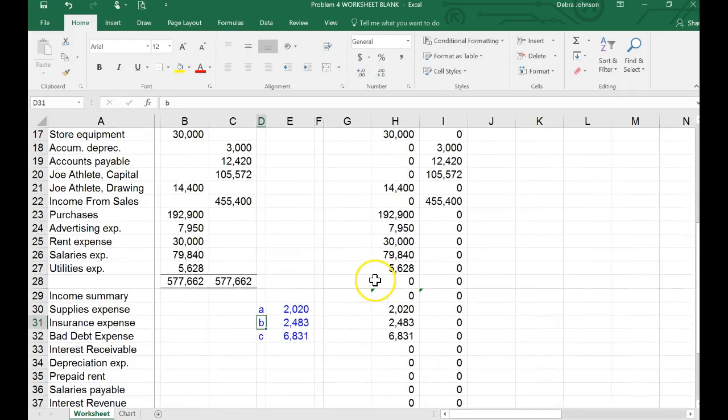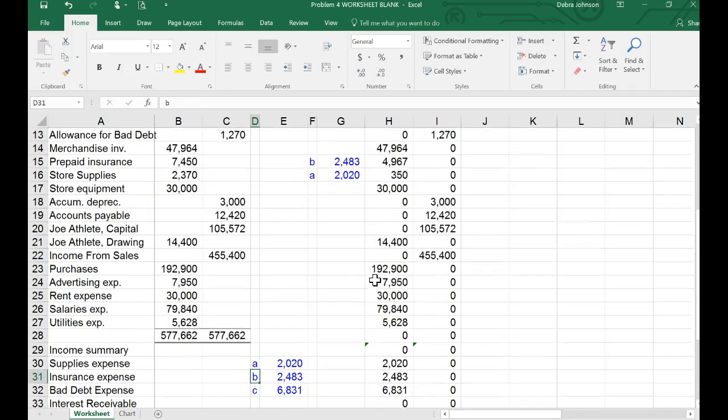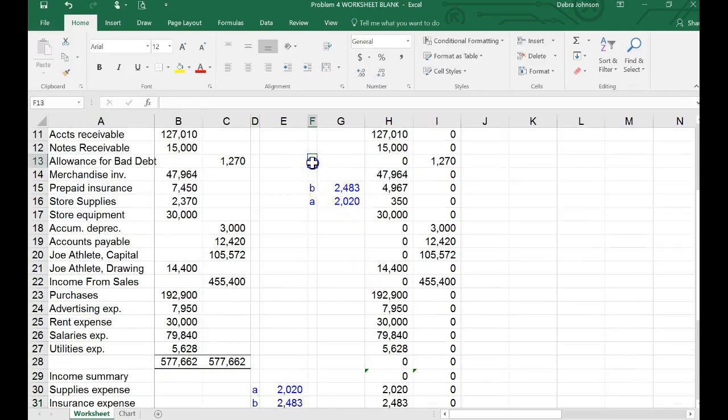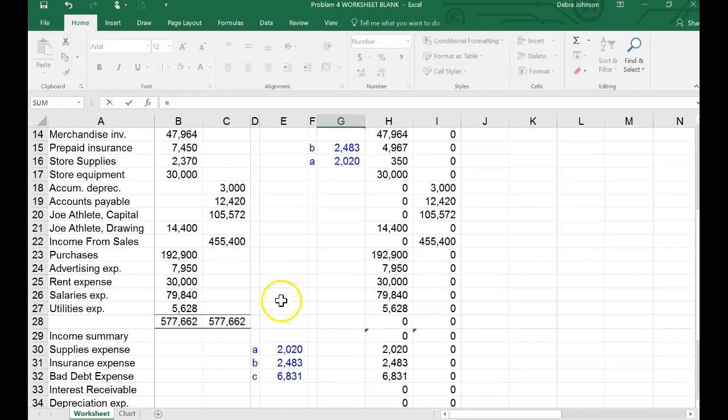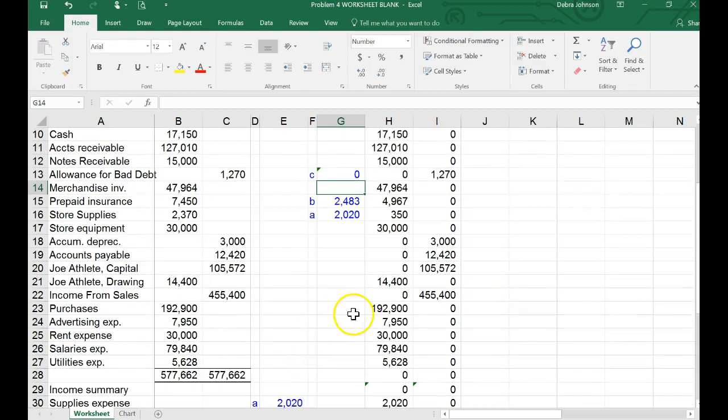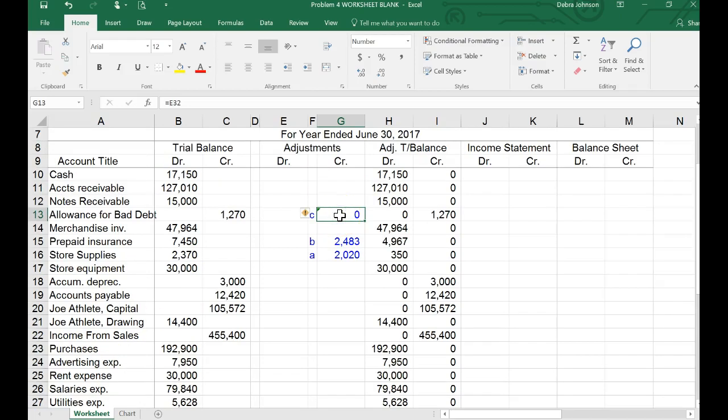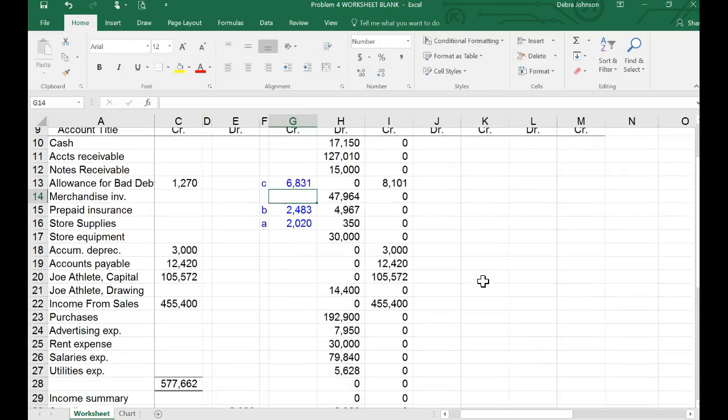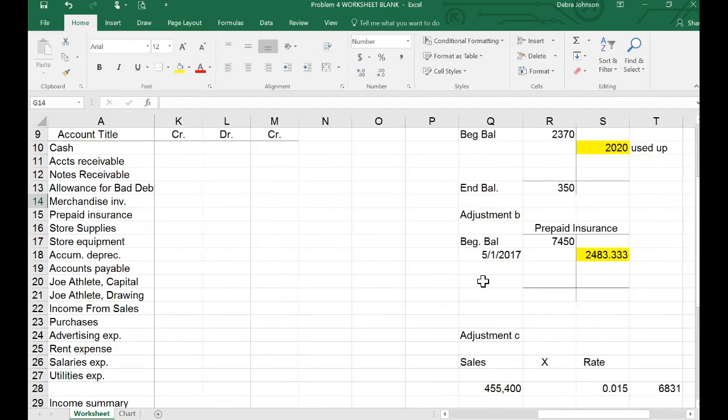And the credit would be to the contra account called allowance for bad debt. So I'll come up here and put in the same amount, the $68.31. And that'll help you out with adjustment C. Let me put the amount in instead. $68.31. There we go. So now let's go check out adjustment E for the merchandise inventory.